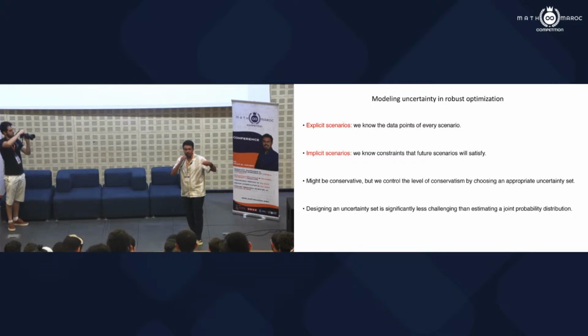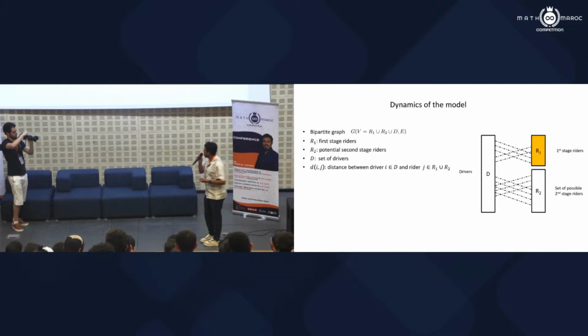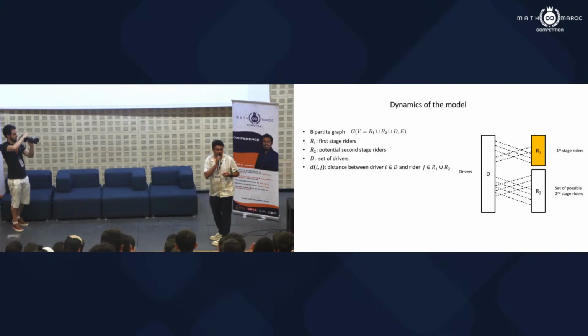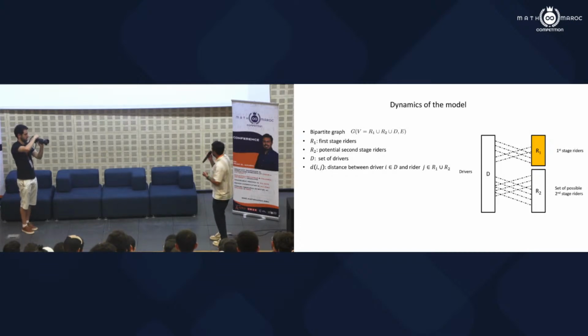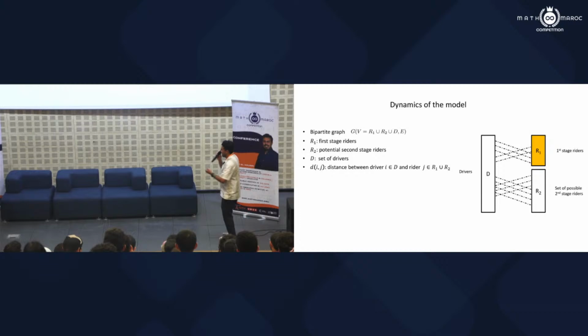If you want to use probability, you need a lot of data, especially when you're thinking about a high dimensional distribution probability. So this is the dynamics of the model. Again, a bipartite graph, okay? A bipartite graph. On one side, you have the drivers, and then on the other side, you have the riders. Thank you for all the pictures, by the way. So you have the riders on the other side.